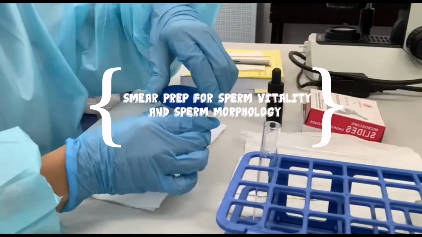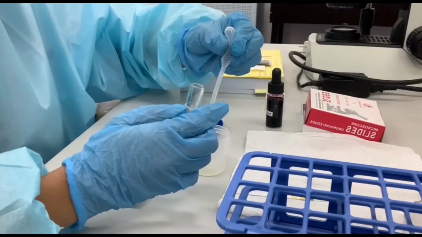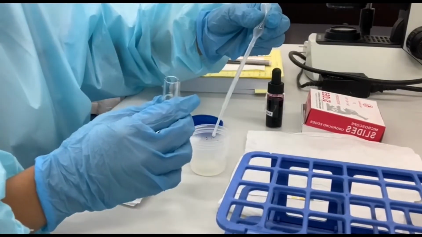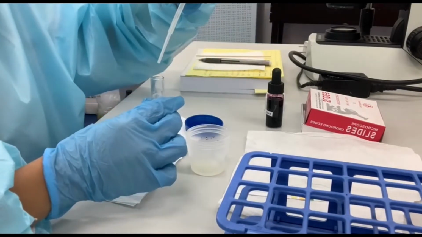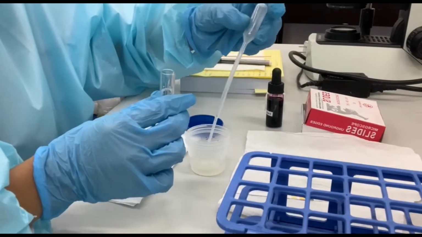Next is to prepare a smear for sperm vitality and sperm morphology. In a clean glass slide, add 1 drop of semen and 1 drop of eosin stain. Mix and let it stand for 2 minutes before smearing.